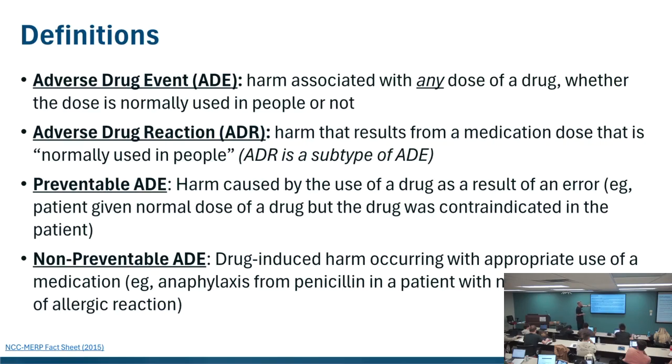Preventable ADE: harm caused by the use of a drug as a result of an error. Again, error being something that was preventable. An example: a patient is given the normal dose of the drug, but the drug was contraindicated. The example I gave about the Bactrim would fall under that. That's a preventable ADE. A non-preventable ADE would be if I didn't know it. So the hives that I got this summer, when I didn't know I was allergic to it, that was a non-preventable adverse drug event.